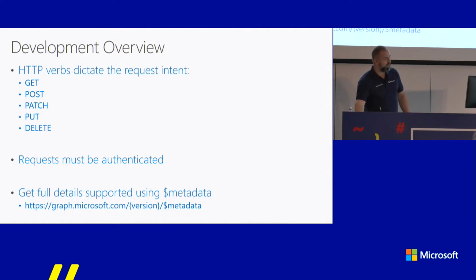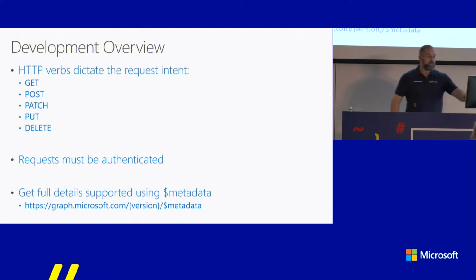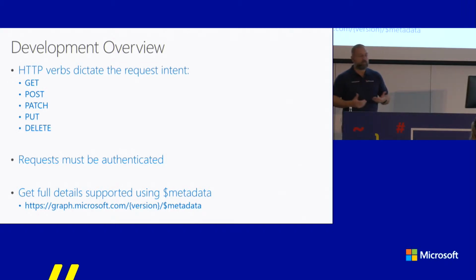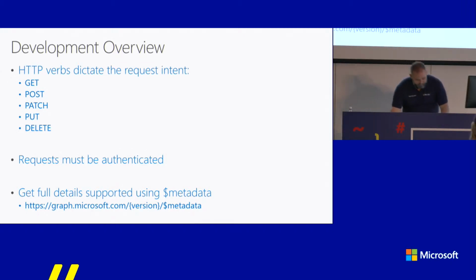And I'm going to jump out of slides. This URL here at the bottom has the metadata, so you can provide in brackets there, instead of version, we would put v1.0 or beta to go out and pull down all of the metadata for the Graph API. So I'm going to jump out and do that.